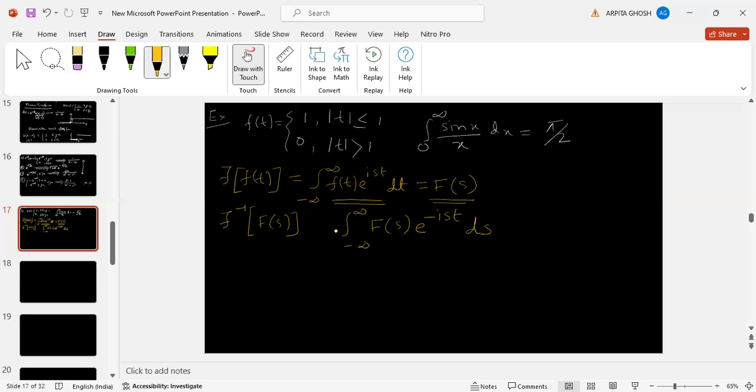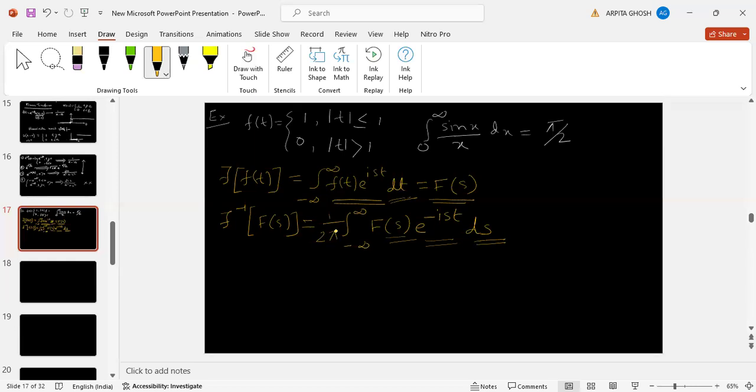So this is equal to the integration from minus infinity to plus infinity of f(t). In place of f(t), now we are having F(s). In place of e to the power ist, we are having e to the power minus ist. Integration was with respect to t, this time the integration is with respect to s. Along with that, we have a constant that is 1 by 2 pi. This is the formula for inversion of Fourier transform. We call it the Fourier inverse transform.